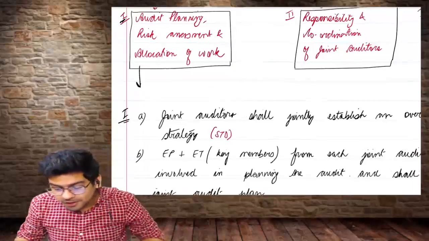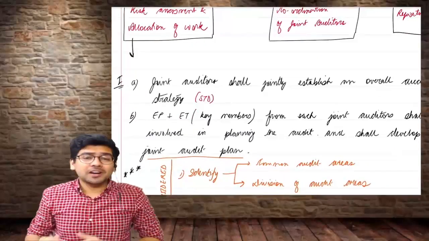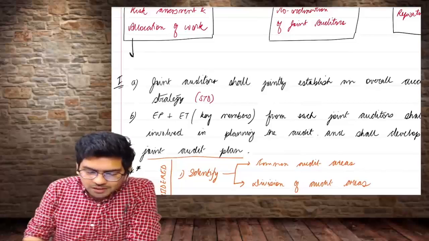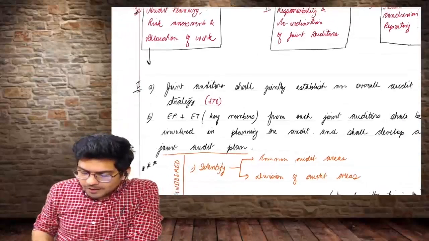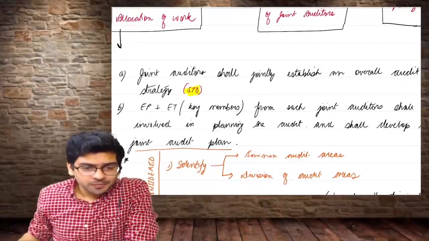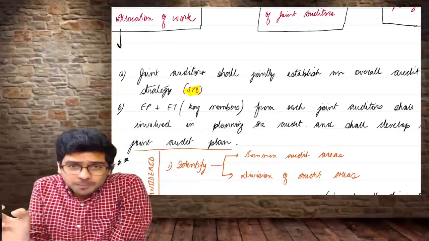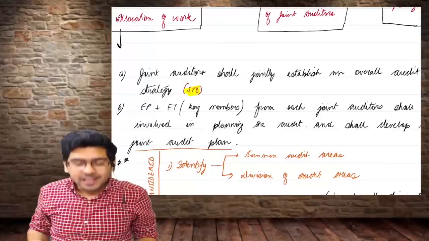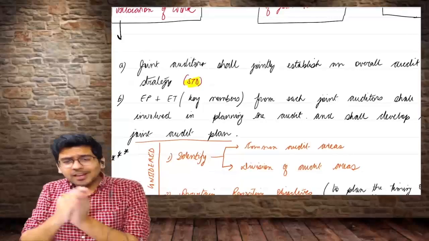Joint auditors shall jointly establish an overall audit strategy. We discussed the concept of audit strategy in SA 300. All the joint auditors together are going to discuss and establish an overall audit strategy covering the scope, timing and direction of the audit. And ultimately, when we have a strategy, it gives us guidance in audit planning. So who is going to be engaged in audit planning? See what I have written here: the engagement partner, EP meaning engagement partner, plus the engagement team, the key members.